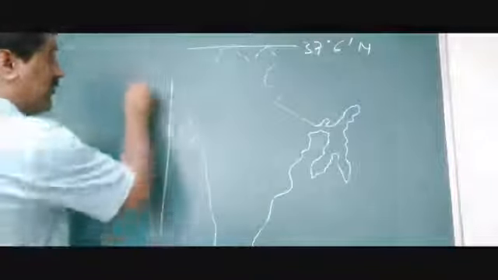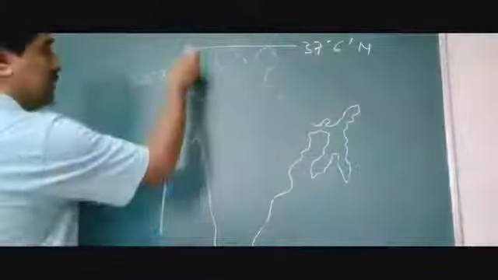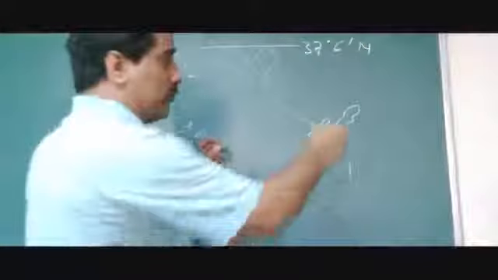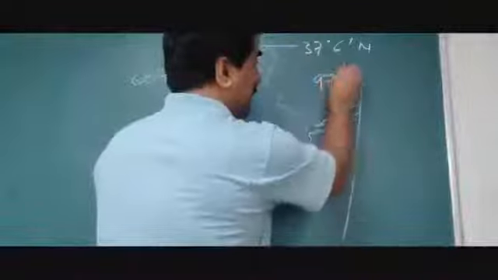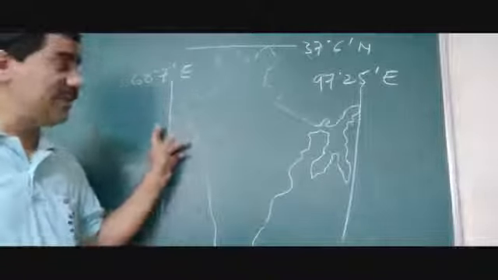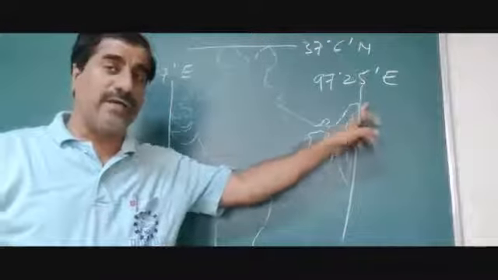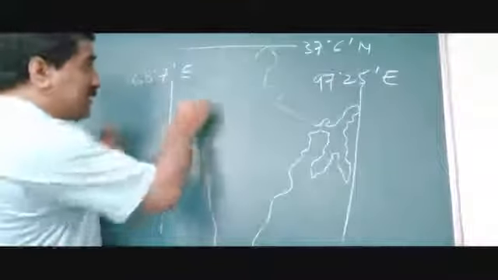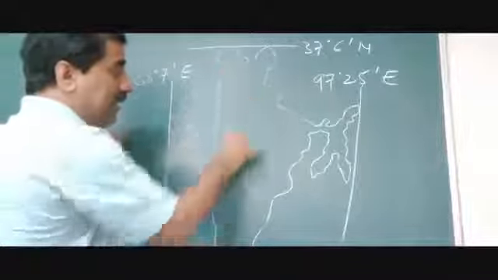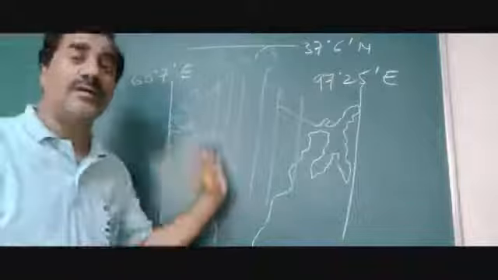The longitude size of our country: the first longitude value is 68 degrees 7 minutes, and the last longitude value is 97°25' east. That is the extension of our country. The longitude extension of our country is 68°7' to 97°25' east longitude. So we can say the longitudes 69, 70, 71, 80, 82, 84 till 90 pass through our country.